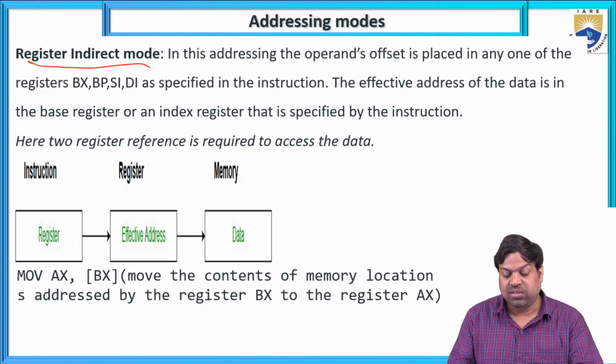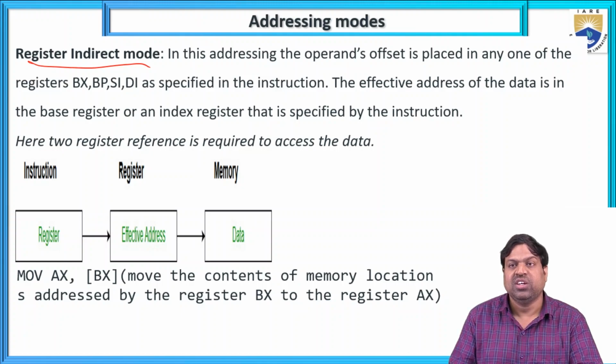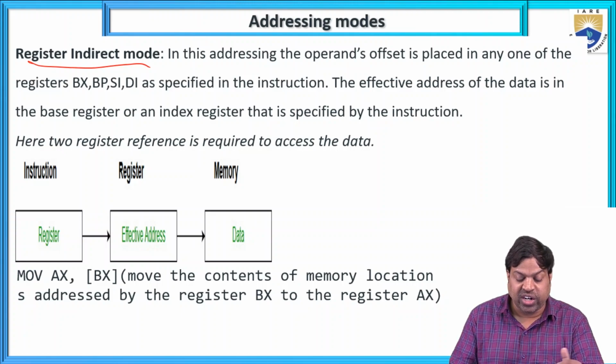In this addressing, the operand's offset is placed in any one of the registers BX, BP, SI, DI as specified in the instruction. The effective address of the data is in the base register or in the index register that is specified by the instruction. Here 2 register references are required to access the data. Previously we took only instruction and register. That is a direct addressing mode. But here now it is register indirect mode.